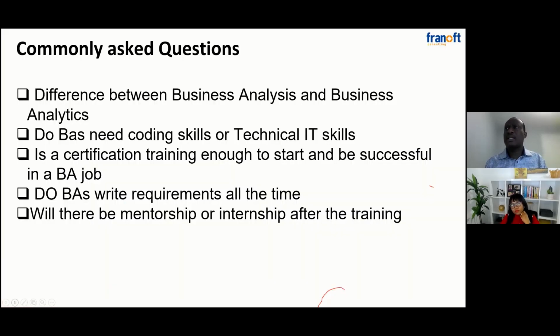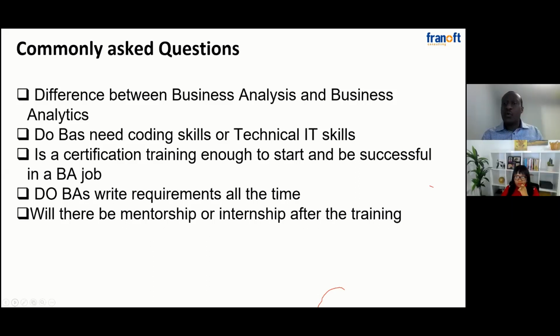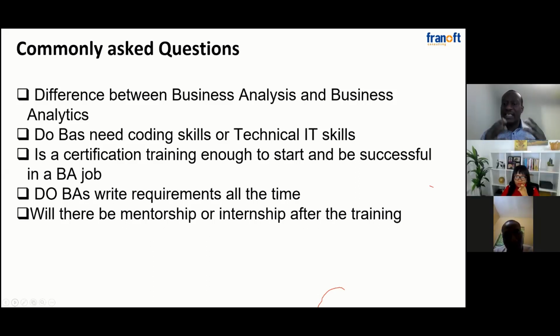Now, there are commonly asked questions, like what's the difference between business analysis and business analytics. Business analysis, like I said, is a mindset. And what is that mindset? Understanding customer needs, providing solutions that solve that need, and enabling change by delivering value. That's just business analysis. Business analytics is just a business analyst that is focused on data and deriving insights from data.